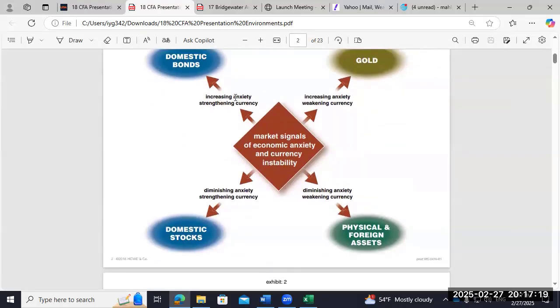Increasing anxiety with a strong currency, increasing anxiety with a weak currency. He's talking about currency. Currency is closely related to inflation. So he has a little bit there. Diminishing anxiety with strengthening currency, diminishing anxiety, weakening currency.